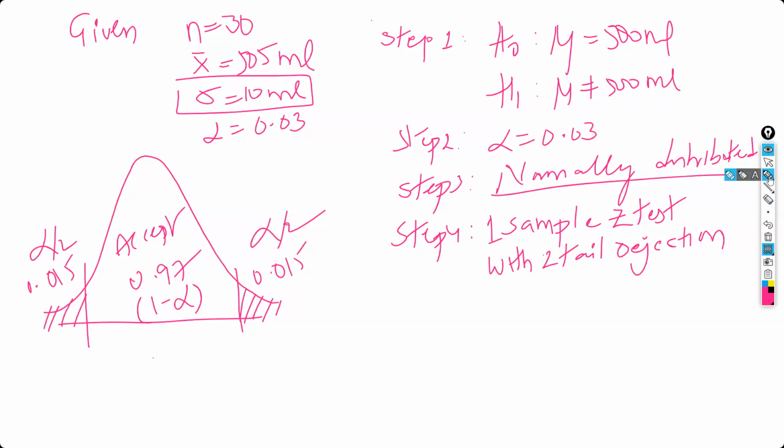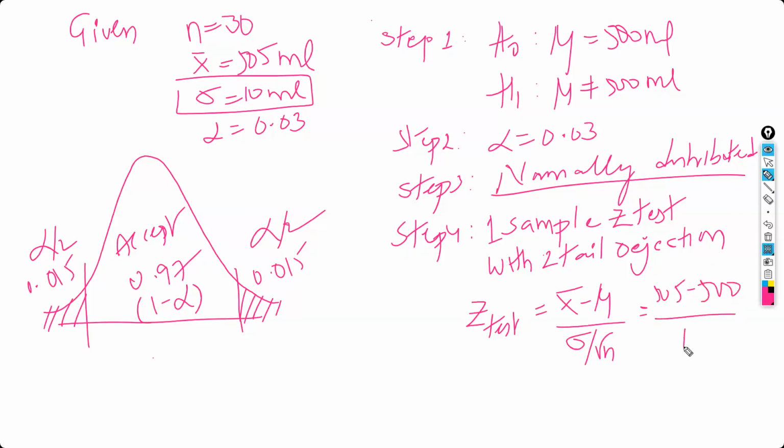Now, after selecting the test, what is the next step? Apply the test. First, let us apply the test. That is x bar minus mu divided by sigma by square root of n. What is x bar? 505. What is mu? 500. What is sigma? 10. What is the n value? 30. Now what is this value? 2.74. Good.